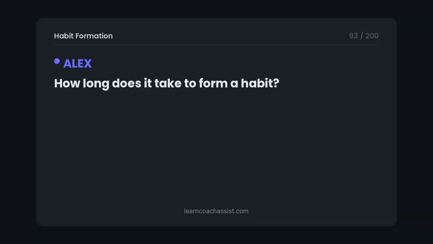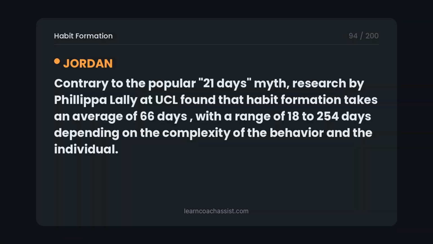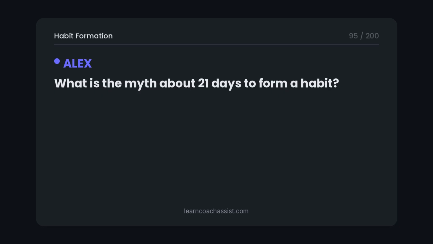How long does it take to form a habit? Contrary to the popular 21 days myth, research by Philippa Lally at UCL found that habit formation takes an average of 66 days, with a range of 18 to 254 days depending on the complexity of the behavior and the individual. What is the myth about 21 days to form a habit?